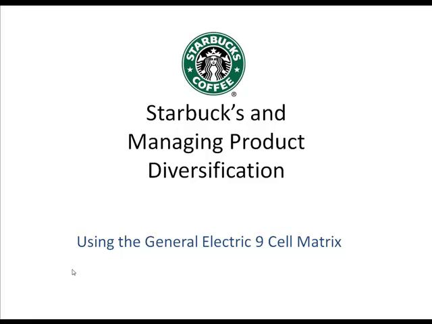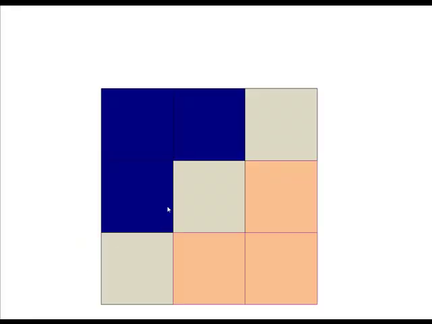Let's examine how the General Electric 9-cell matrix works for managing diversification using Starbucks brands. Note that this same tool can also be used for managing a corporation's portfolio of subsidiaries if indeed that firm is diversified. The matrix is quite simple.